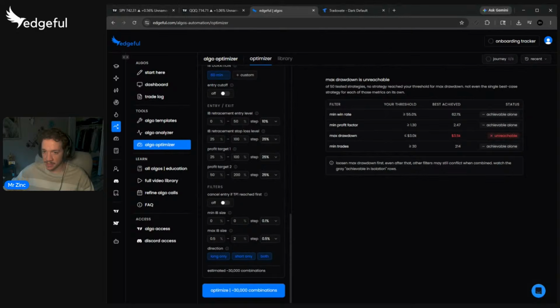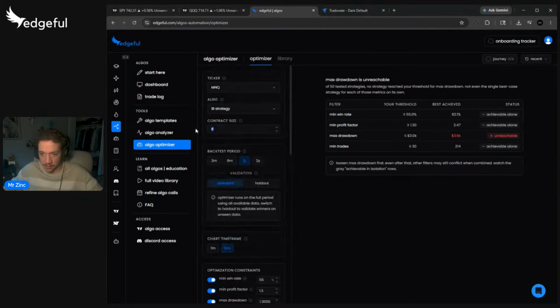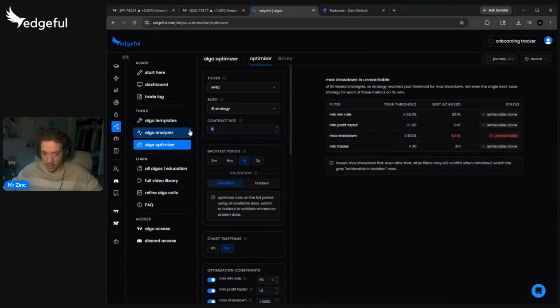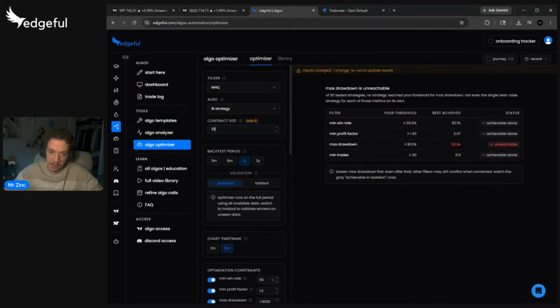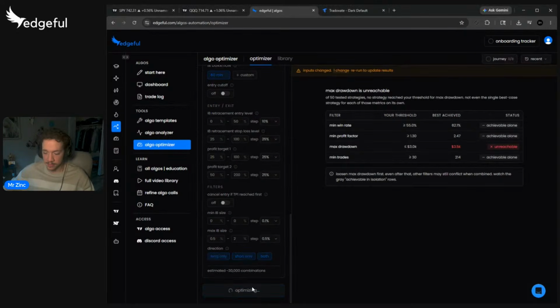Of the 50 tested strategies, no strategy reached your threshold for max drawdown, not even the single best case scenario, meaning that if we size up to 6 micros with our max drawdown set to 3,000, it's too tight. There's no way that we can trade that quantity. So we can try 3. Let's try 3 micros and see if that optimizes anything.